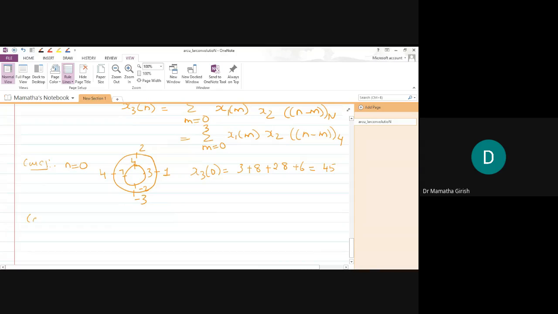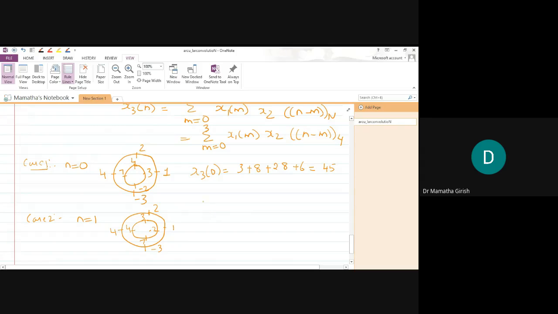So what happens to case 2? For n is equal to 1, please note that the outer sequence remains the same. 1, 2, 4, and minus 3, no change. But what happens to the inner sequence? You must go on shifting the samples by a unit of 1 in the anti-clockwise direction. So I must not start 3 from here. We start 3 from where? From here. 3, 4, then what? 7, then what? Minus 2.